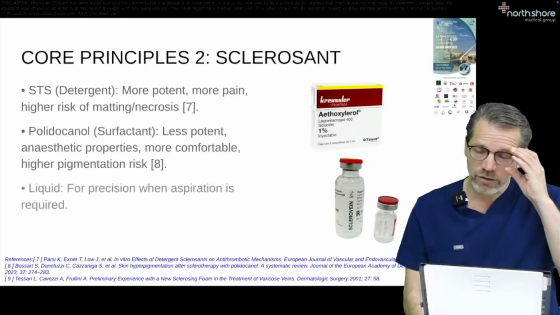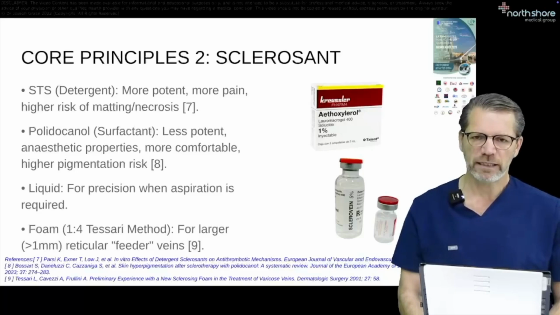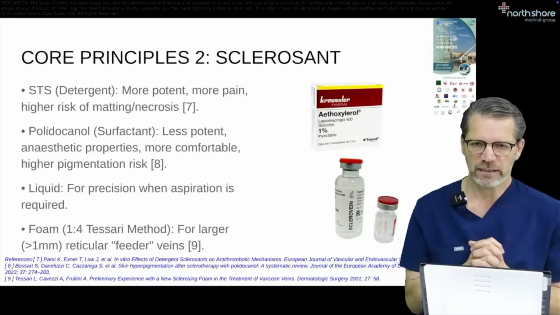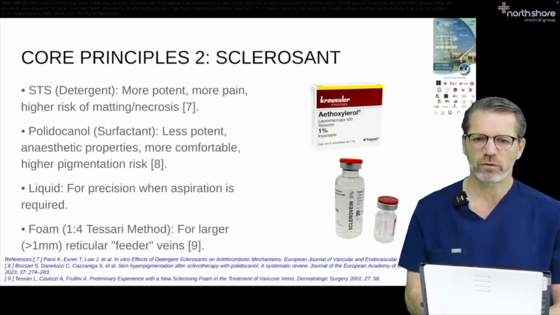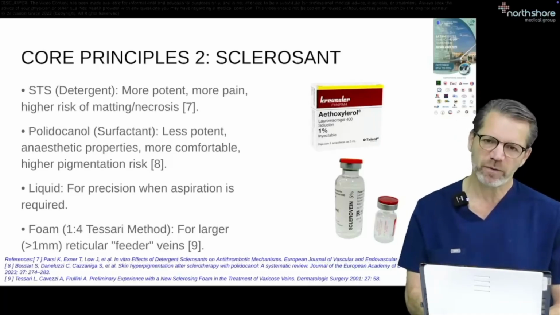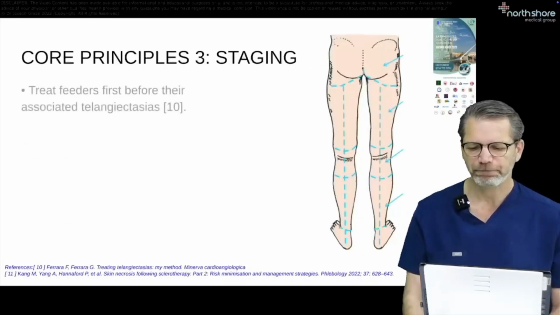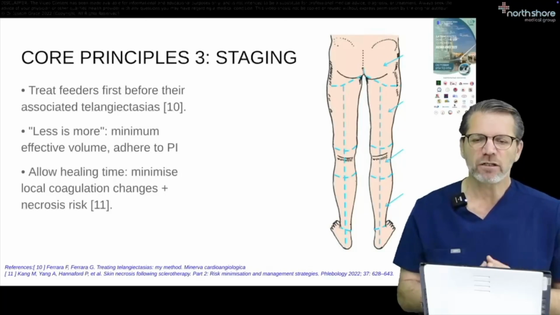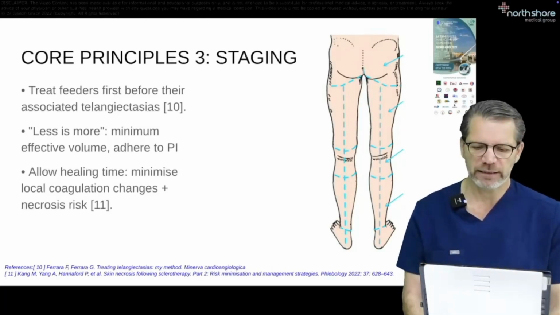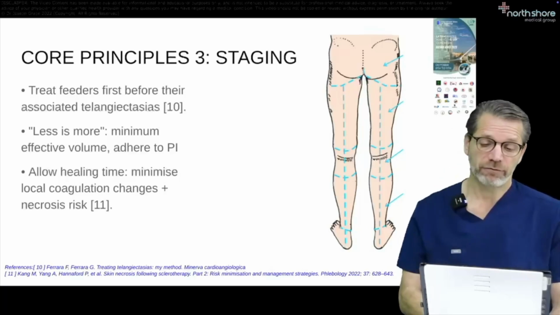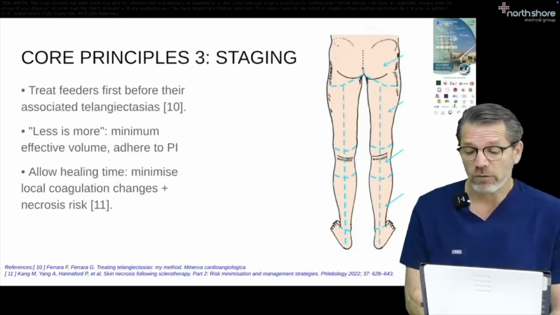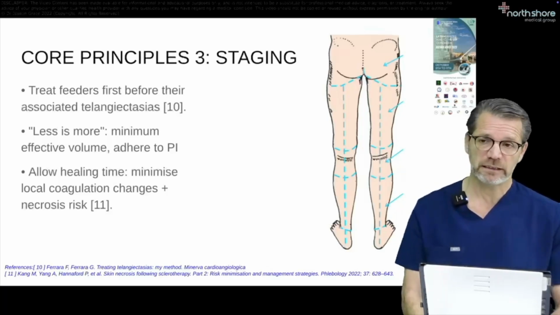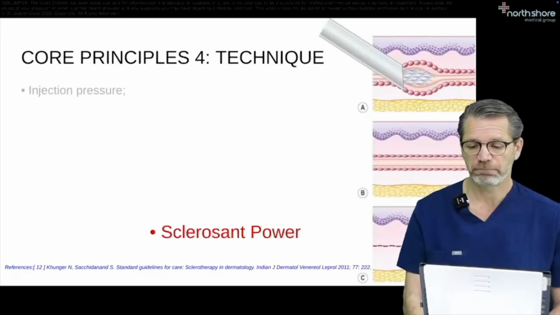Of the sclerosants, you've got STS and polidocanol, a detergent, a surfactant. I use STS in my practice, 0.12% for telangiectasias and 0.5% for reticular veins. I treat by regions or staging. I basically avoid retreating too early, and this also addresses the need for reducing risks, by treating the reticular feeders first before downstream telangiectasias, and of course allowing for healing time.